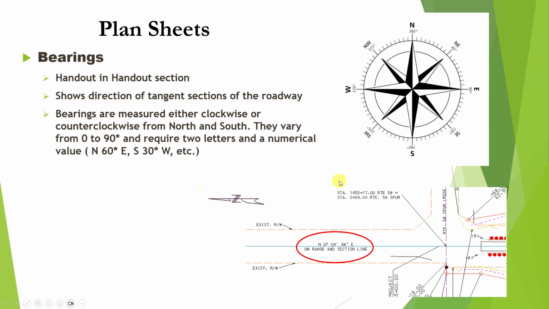Now if you look at this example below, you can see that we have a tangent out here. It's running at 0 degrees, 4 minutes, 38 seconds east. So you see the north arrow. So this line is going this way, and it's just a hair off. Not even a full degree, but 4 minutes, 38 seconds to the east, which would be this way.